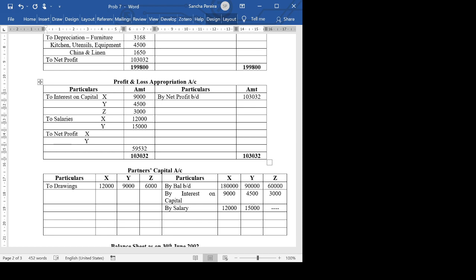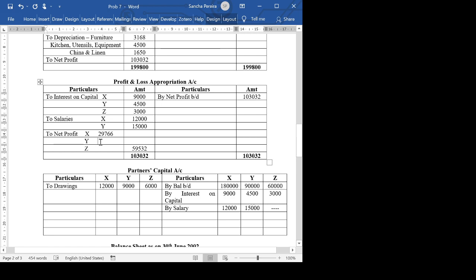So here 59,532 has to be divided in the ratio of 5:3:2. That will give you 59,532 divided by 10. Why divide by 10? 5:3:2, the total is 10. Divided by 10 into 5 comes to 29,766 for X. Then for Y, 59,532 into 3 comes to 17,859.6.